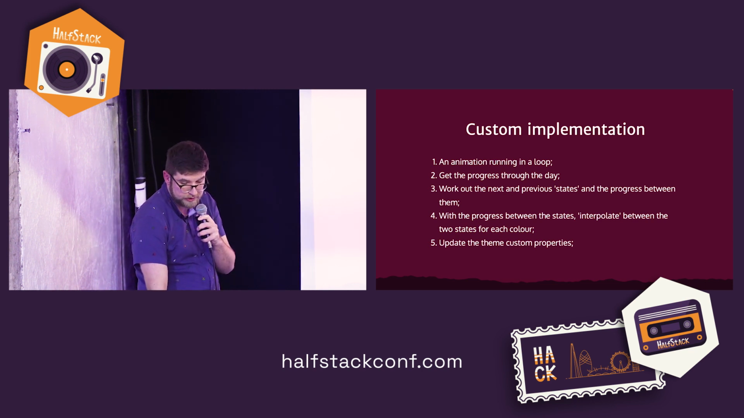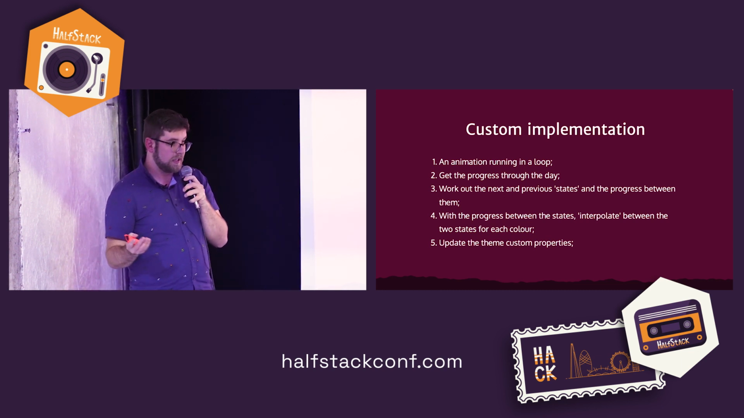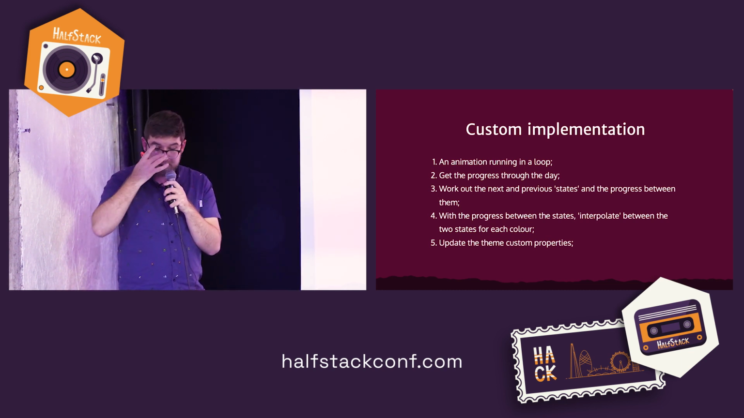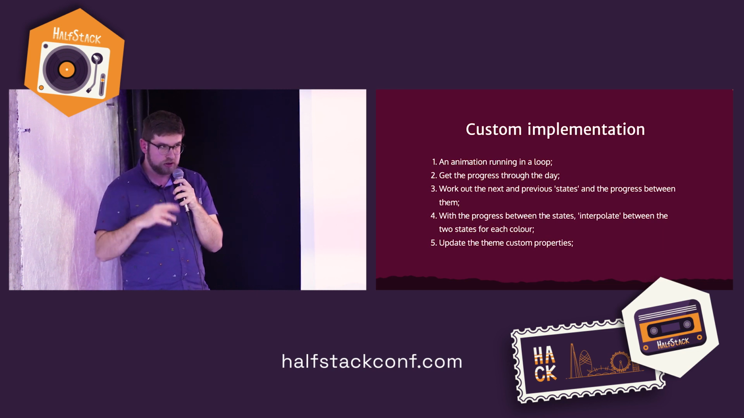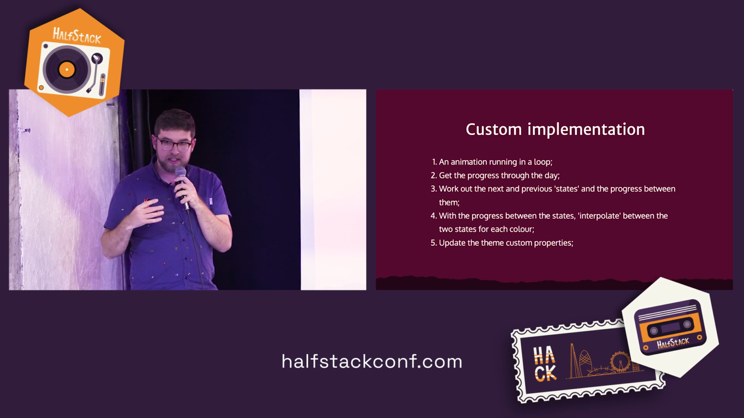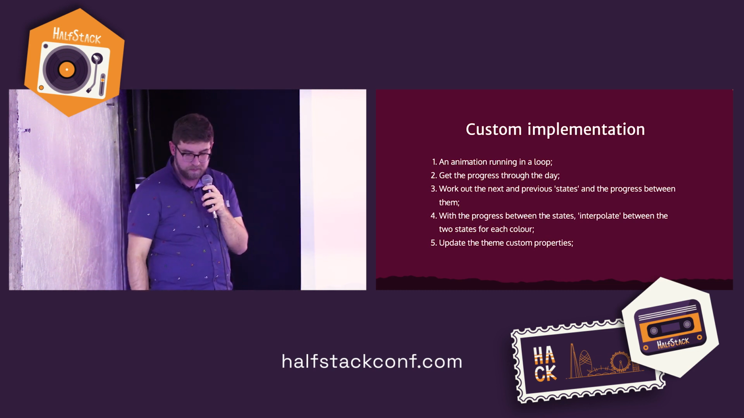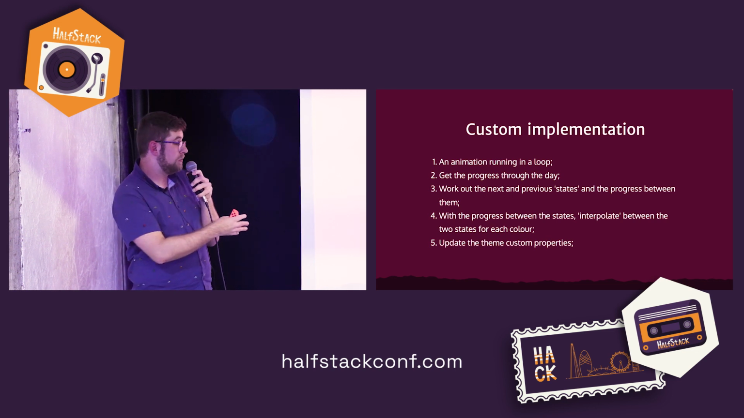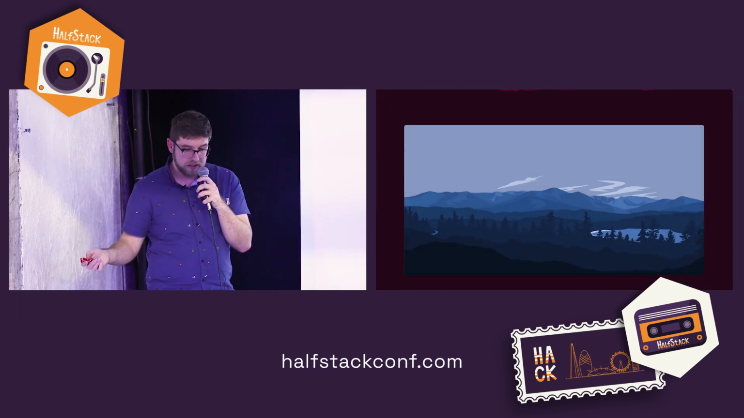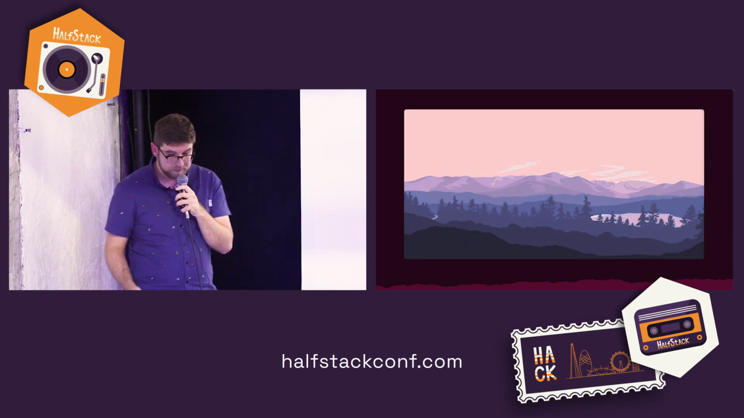And with that progress percentage, for each color, we can get an intermediate color. That's a concept called linear interpolation, which is a way of giving 2 values, in this case 2 colors, a progress value, and it'll work out the value at 33% between those 2 points. And finally, we update those theme custom properties. And with that, we have an animation between the color schemes.